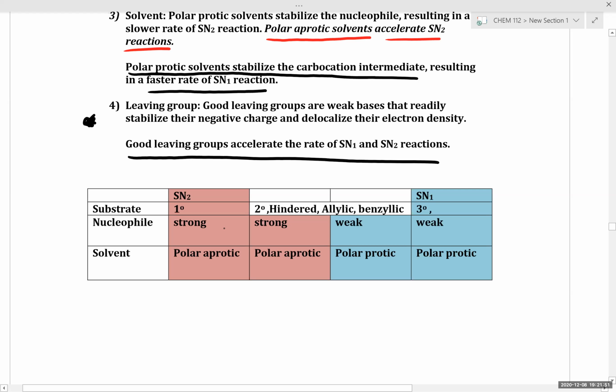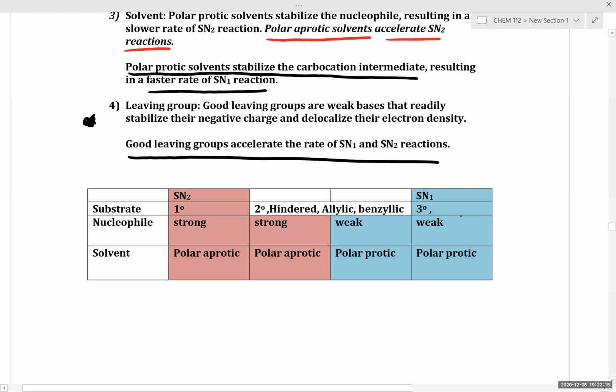Now, if your nucleophile is strong, then you're likely dealing with an SN2 reaction. If your solvent is aprotic, that's another point for the SN2 reaction. If you're dealing with a protic solvent and a weak nucleophile, you're likely to see SN1 reactivity patterns.